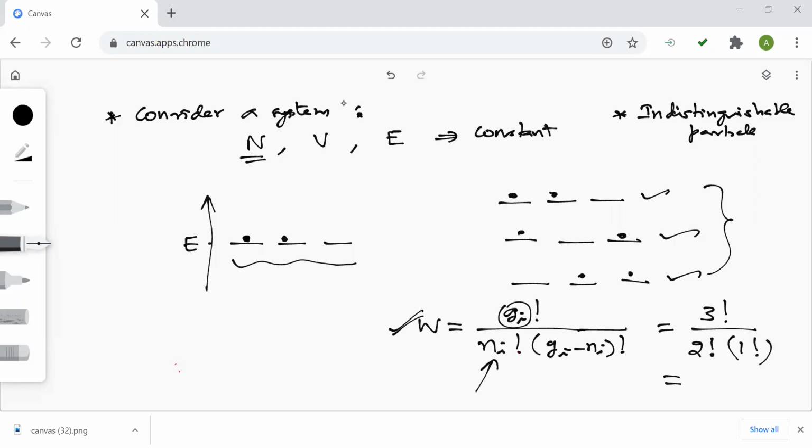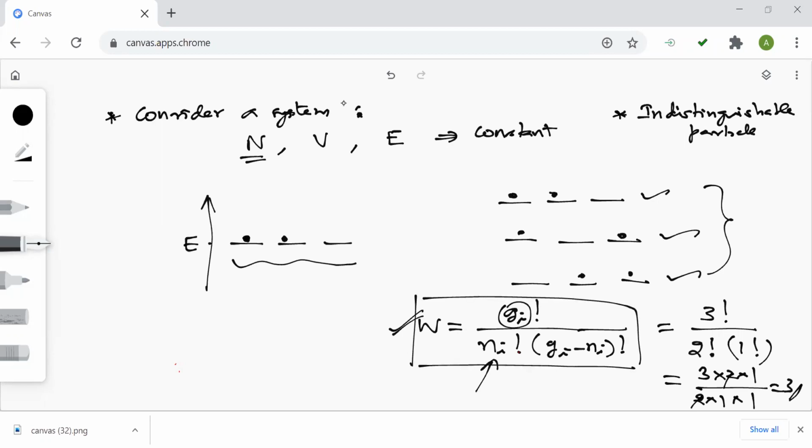What's the value of this? 3 factorial is 3 into 2 into 1. 2 factorial is 2 into 1. 1 factorial is 1. So if we cancel, you will get the answer as 3. So for Fermi-Dirac statistics, you can use this formula to calculate the thermodynamic probability.